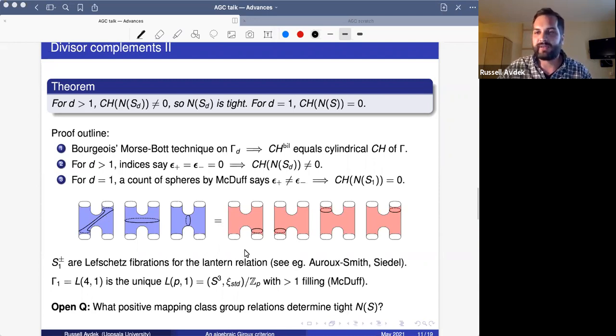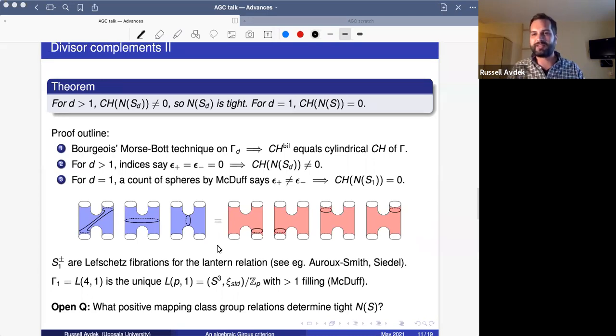So I think I learned about this reading some expository articles by Auroux, Smith and Seidel from a few years back. And the other interesting thing to note is that the Boothby-Wang bundle in the d equal to 1 case is the lens space L(4,1). And according to McDuff, this is the only lens space, which is a quotient of the standard 3-sphere, with more than 1 symplectic filling.